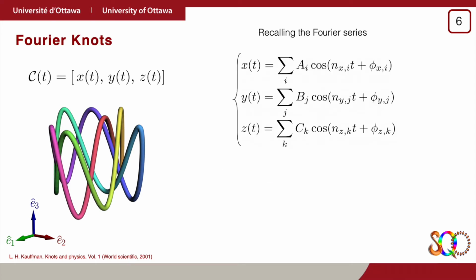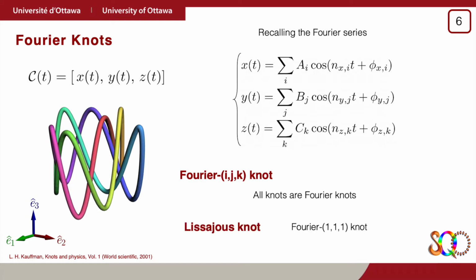The resultant structure is known as the Fourier (i, j, k) knot, where the indexes indicate the number of harmonic components in each oscillation direction. One important property is that, since it is always possible to approximate any harmonic function using the Fourier series, all knots are Fourier knots. In fact, we can focus our attention on the case when i, j, and k are equal to 1, also known as the Lissajous knots. It must be noticed that in this case, the frequencies of each component are proportional to coprime numbers.